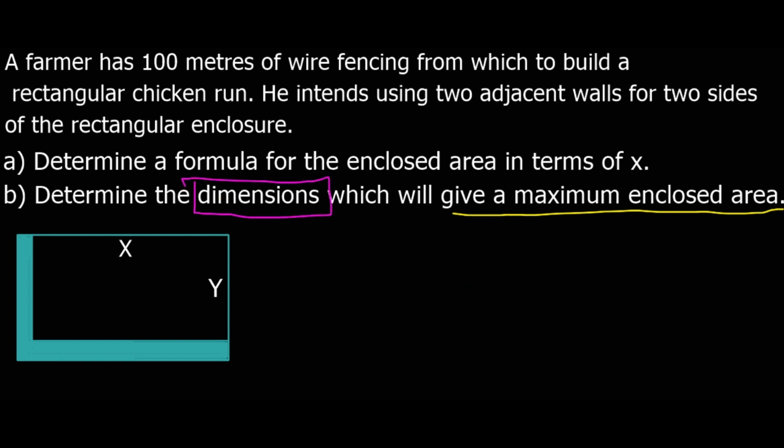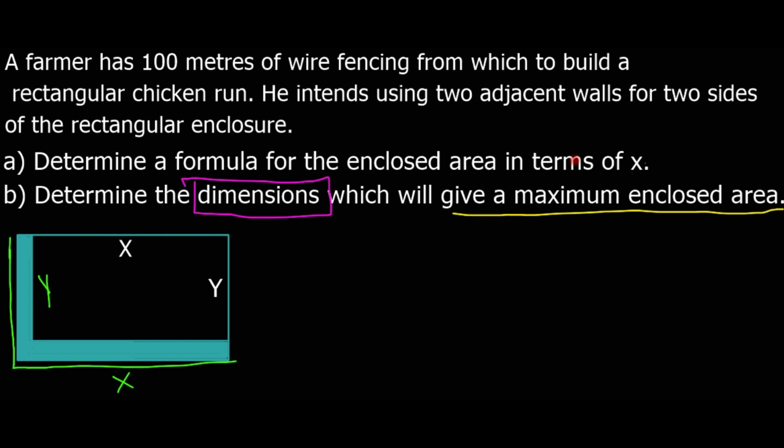Remember that dimensions refer to the sides, so actually we want this side and also this side. This is y, I mean this is x, and that one is y. So actually we want those sides, but to make it easy we first find the maximum area, and then after finding that maximum area we will be able to find the dimensions. We will do the same thing, we complete the square.